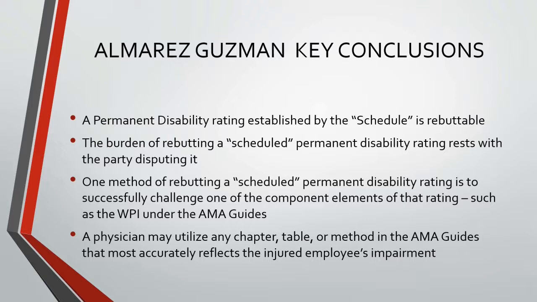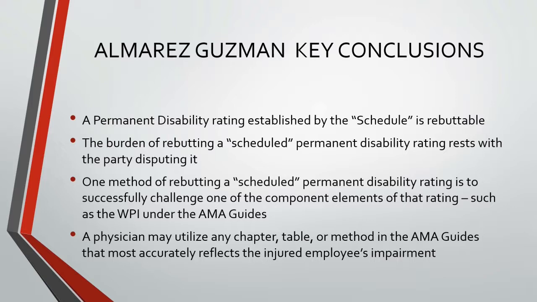So let's summarize some of the key conclusions that came out of the en banc decisions of the Almaraz and Guzman cases. And I've provided this entire document for you in your reading materials as part of this program. And the main conclusion from the Almaraz and Guzman decisions is that a permanent disability rating, which is established by use of the schedule, is rebuttable. It's rebuttable. It can be found to be an inaccurate or an incorrect rating.